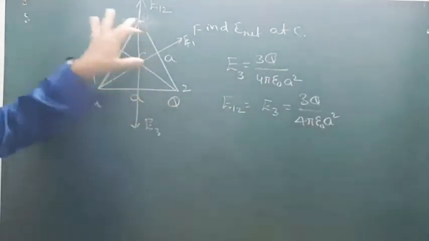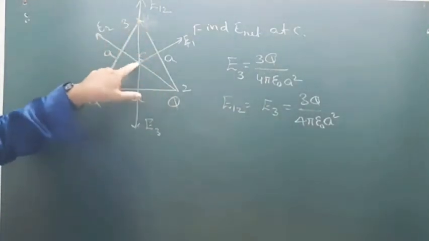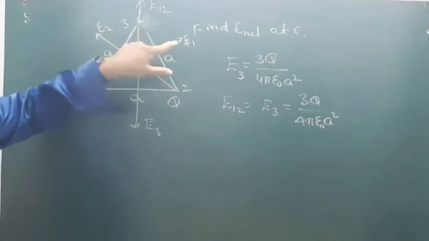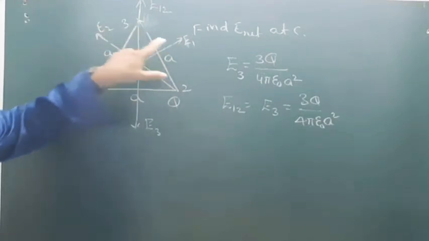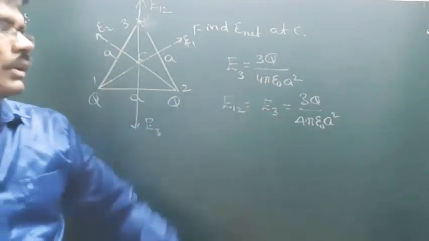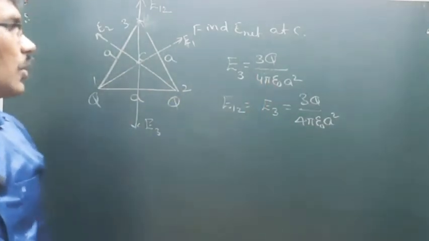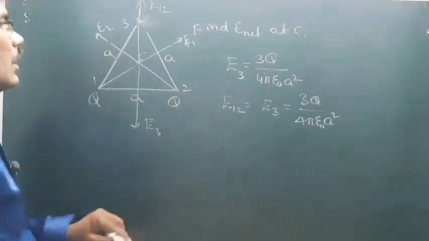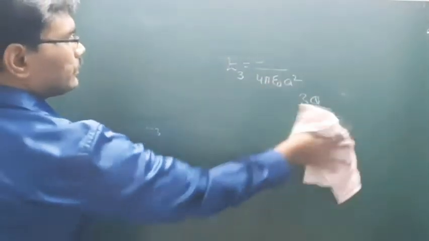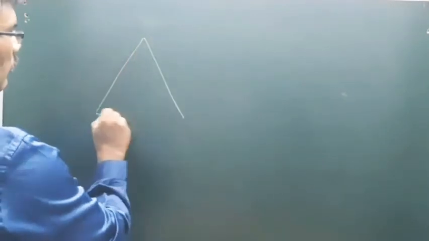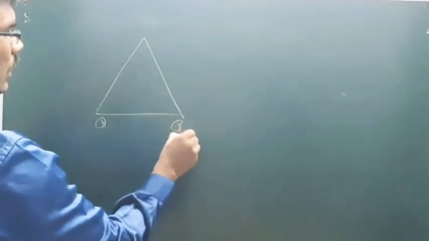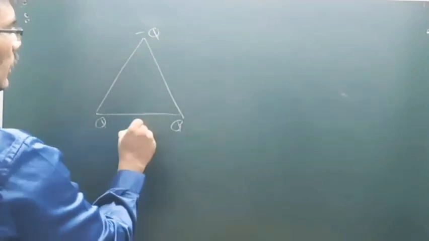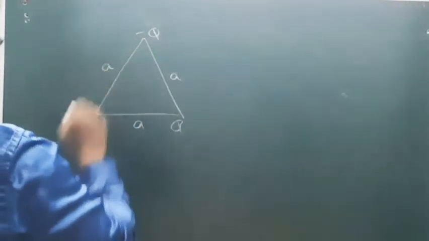Why? If all the three charges are identical, then the net must be equal to zero. For the net to be zero, its field must be equal and opposite to the field of these two. Right, so that's 3q by 4 pi epsilon naught A square. No need to calculate, directly we can say. Now, the next case is, suppose here I am having one Q, another Q, and here minus Q is there, with side A.